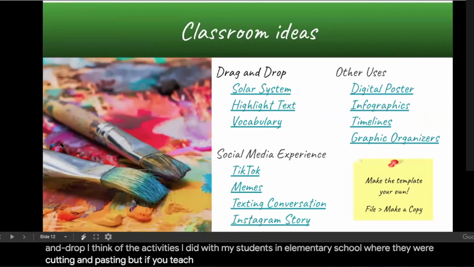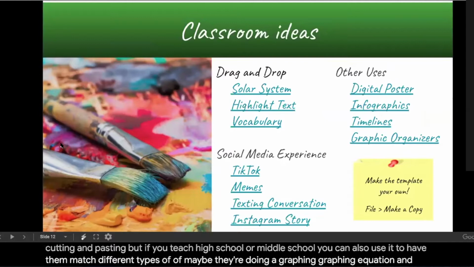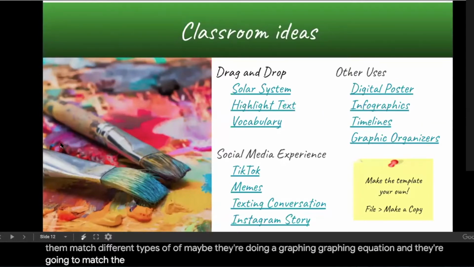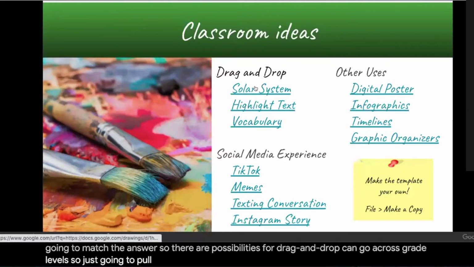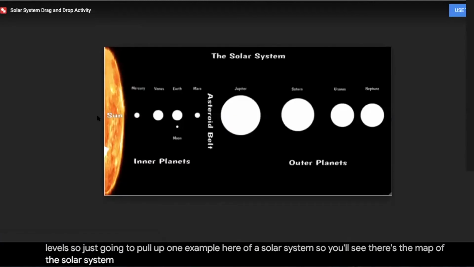But if you teach high school or middle school, you can also use it to have them match different types of things, maybe they're doing a graphing equation and they're going to match the answer. So the possibilities for drag and drop can go across grade levels. Just going to pull up one example here of a solar system. You'll see there's the map of the solar system and you would have to drag in the planets from Google Drawings.